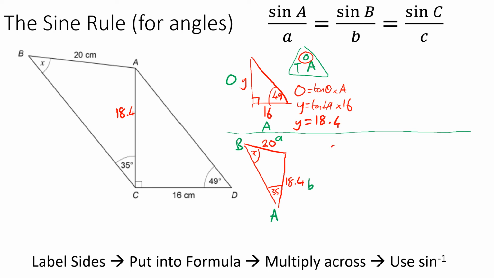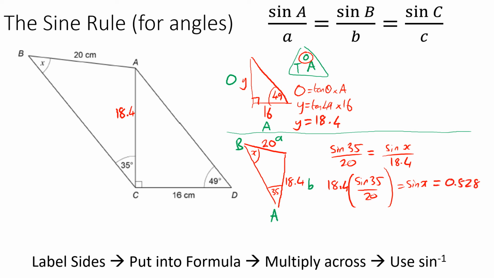So we're going to say sine 35 over 20 is equal to sine x over 18.4. Multiply across. Type it in, so we're going to get that sine x is equal to 0.528. And then we want to use, again, shift sine here to work out what x is, which is going to give us 31.8 degrees. So a SOHCAHTOA, then a sine rule.